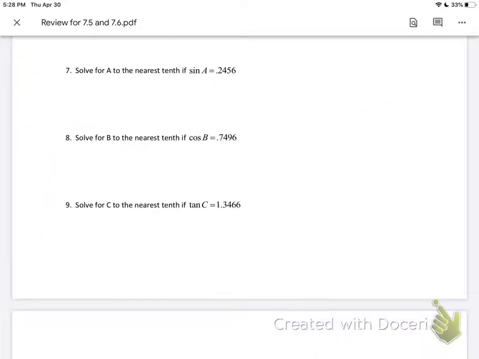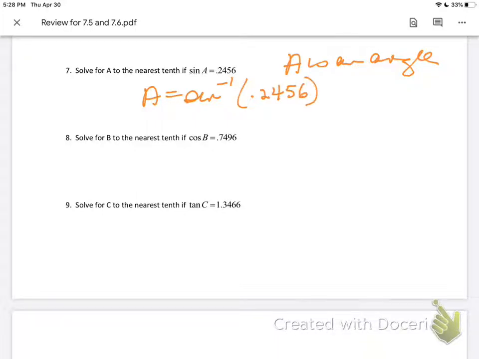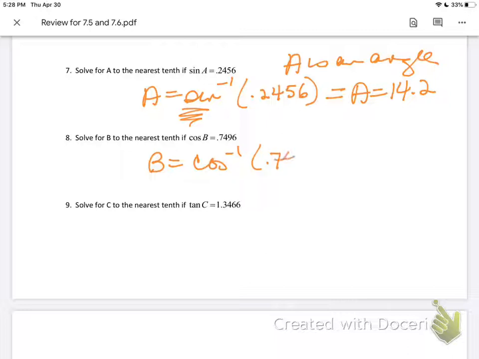Okay, moving on to number 7. It says solve for a to the nearest tenth if the sine of a equals 0.2456. So I know that a is an angle. To get an angle, I am going to take the sine inverse, sine negative 1, of 0.2456. It doesn't matter whether you represent the sine of the angle as a fraction or a decimal. You still use your inverse trig to get back the angle. And I'm getting, to the nearest tenth, 14.2. Do the same thing here. Now it's cosine. Use inverse cosine to get yourself the angle. Put it in your calculator, take it to the nearest tenth. You should be getting 41.4.